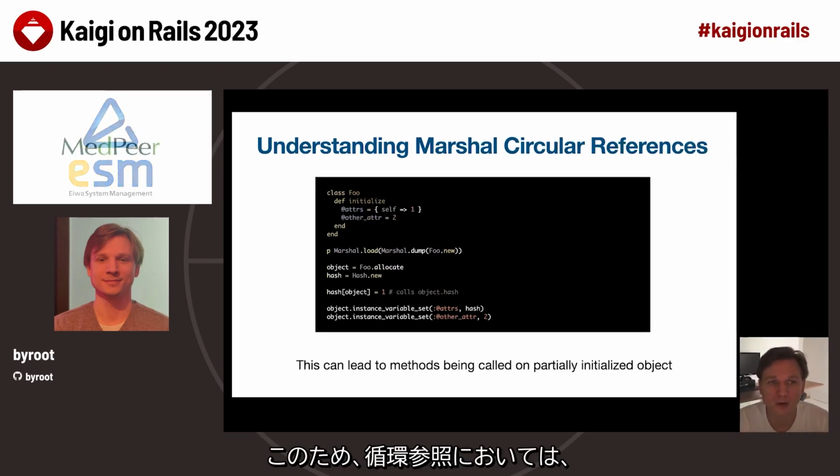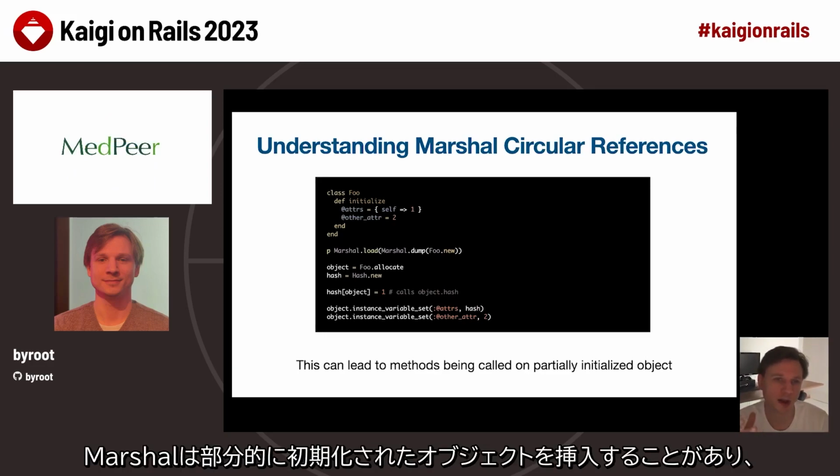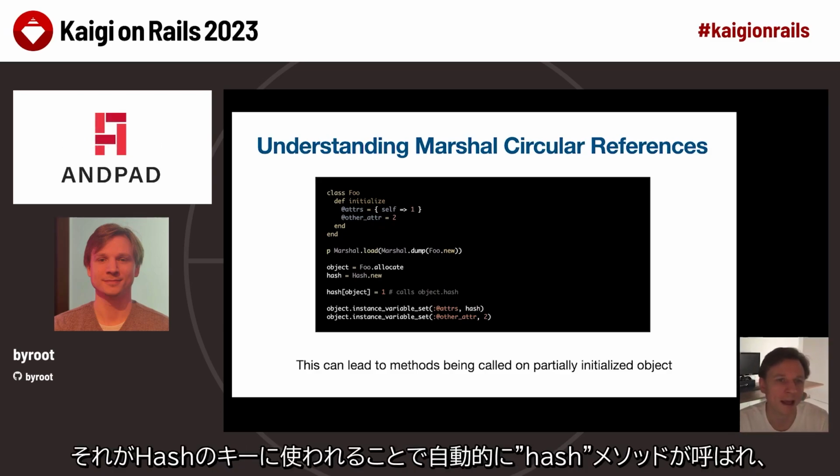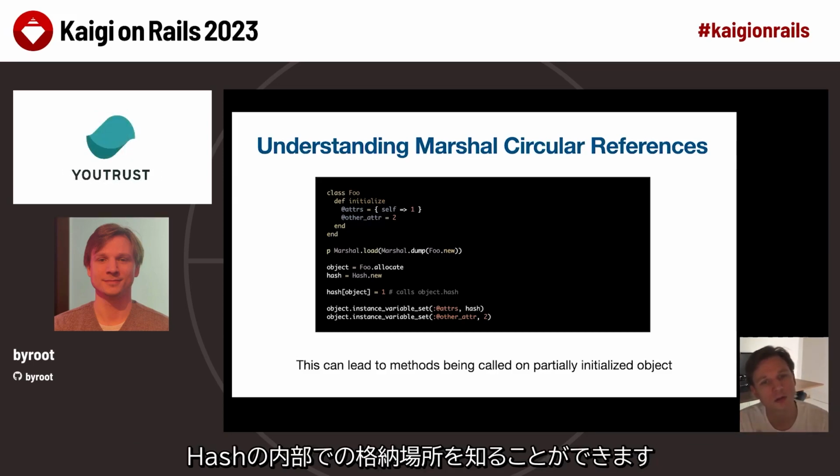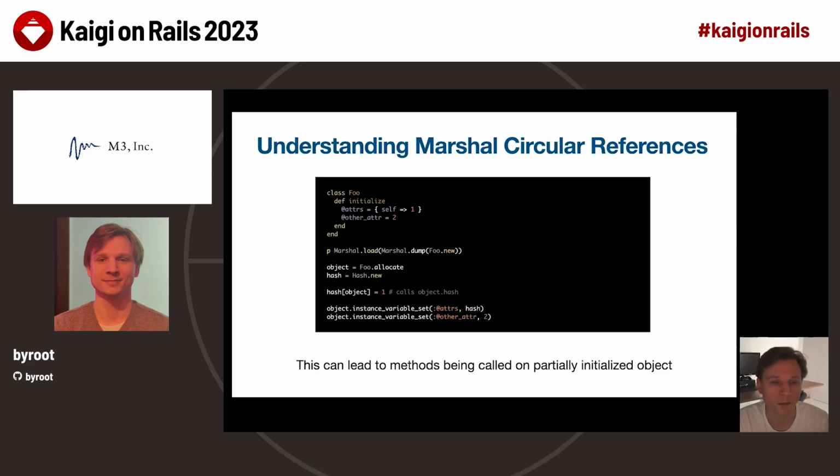And because of this, in case of circular references, Marshal may have to insert a partially initialized object as a hash key. That automatically calls the hash method on the object to be able to know where to store it inside the hash. And such a scenario would perfectly explain our bug.